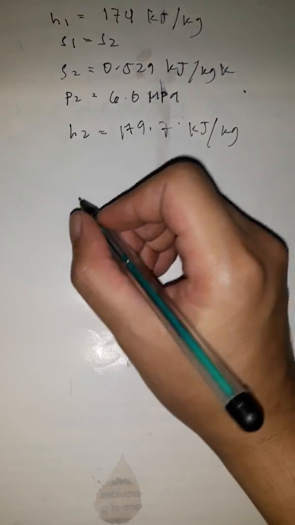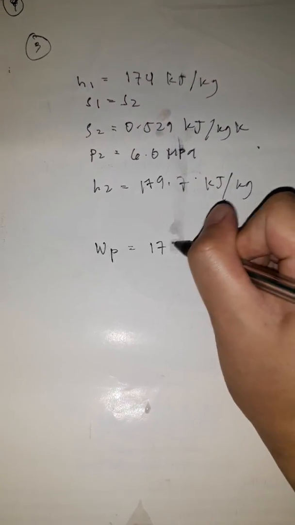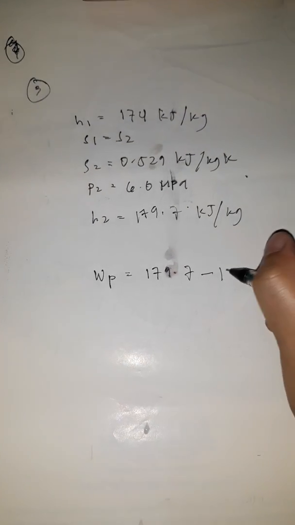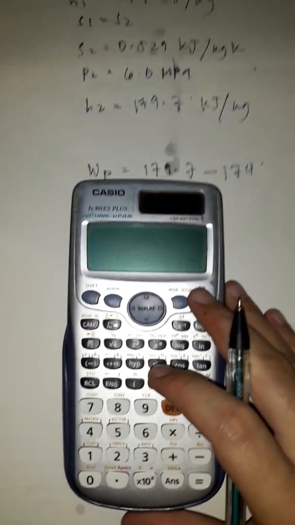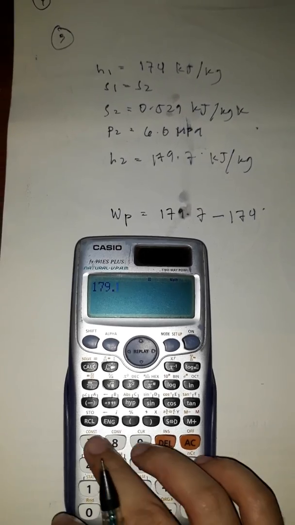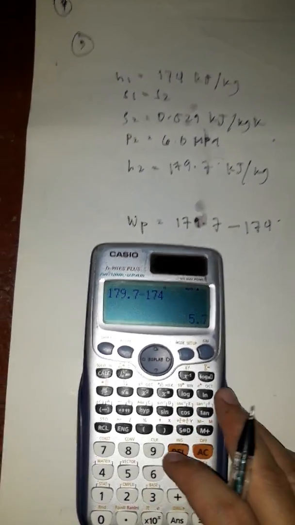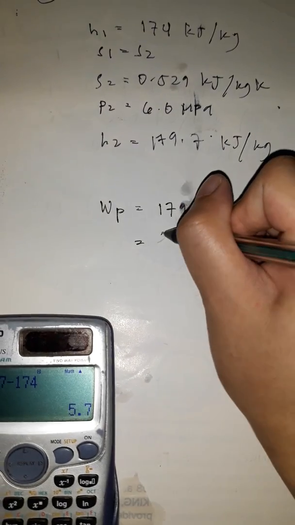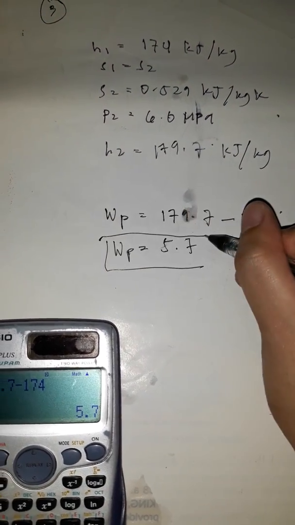Then the work done by the pump is 179.7 minus 174, which is 5.7. So let's proceed to the next process.